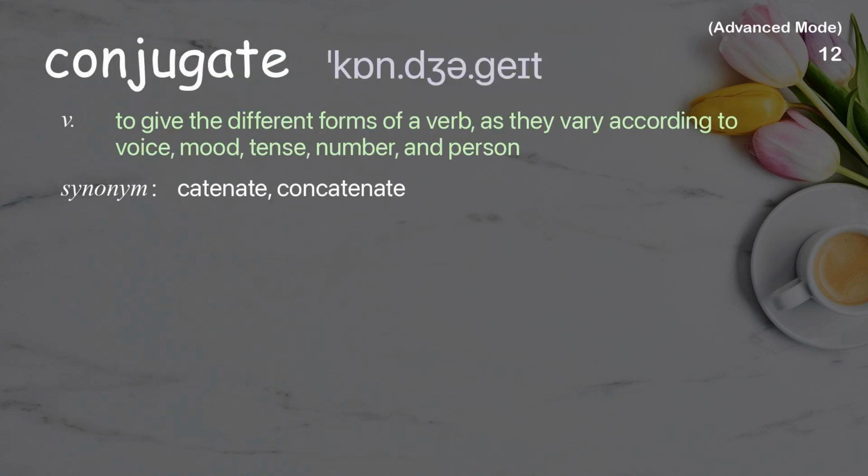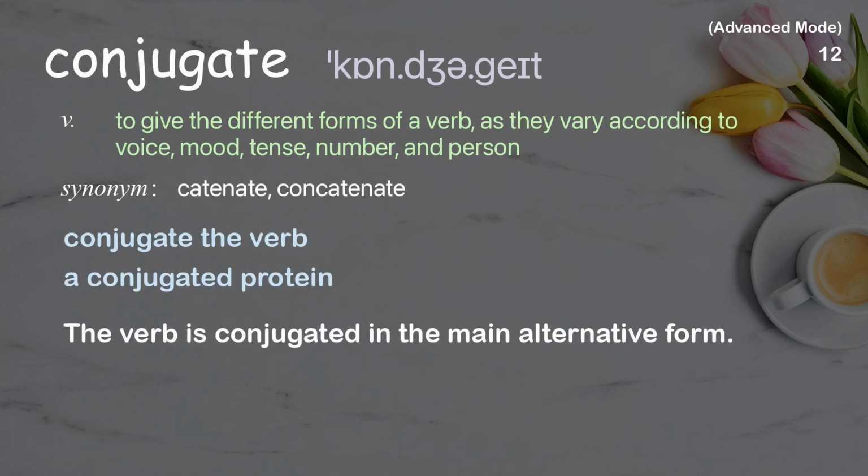Conjugate. To give the different forms of a verb, as they vary according to voice, mood, tense, number, and person. Examples: Conjugate the verb. A conjugated protein. The verb is conjugated in the main alternative form.